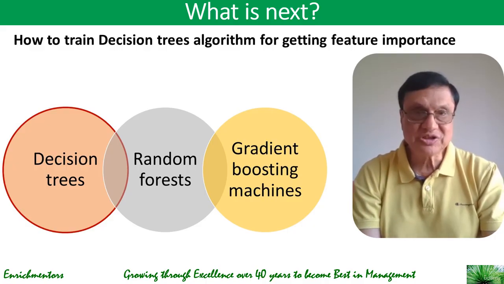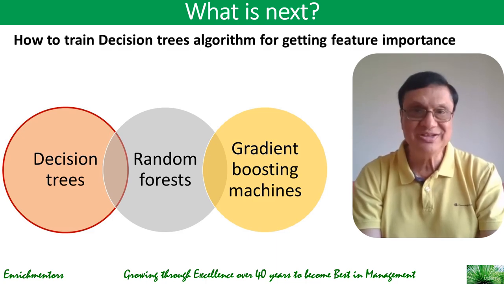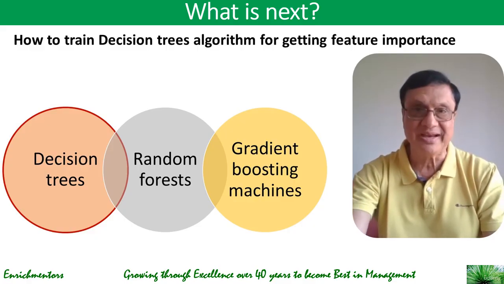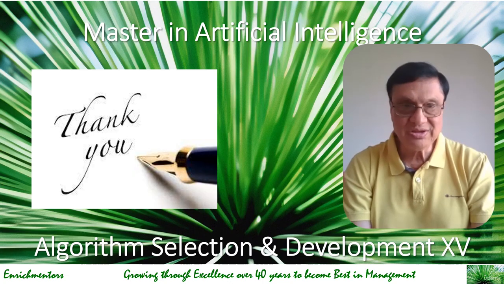So, having looked at in brief the generic approach to determining feature importance, what do we do next? We will come down to specifics now, and we will look at how to train the decision tree algorithm for getting feature importance in the next lecture.